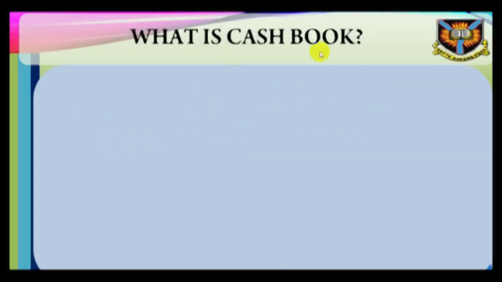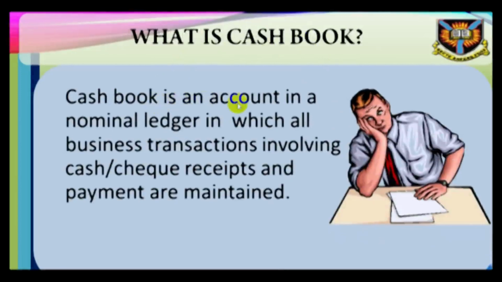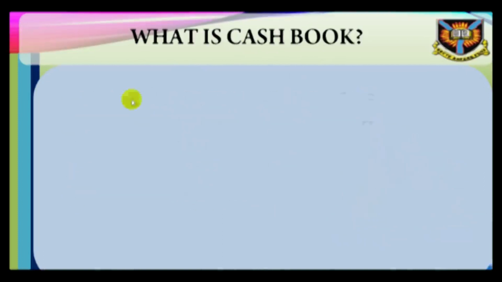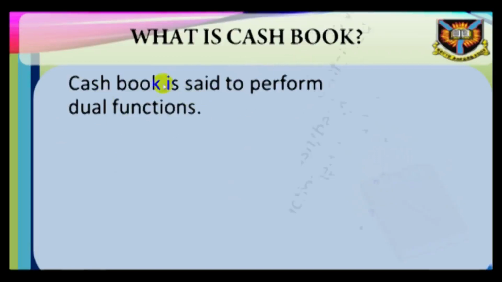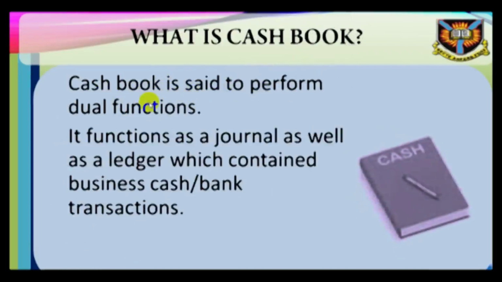What is a cash book? A cash book is an account in a nominal ledger in which all business transactions involving cash and check receipts and payments are maintained. Cash book is said to perform a dual function. It functions as a journal as well as a ledger which contains business, cash, and bank transactions.